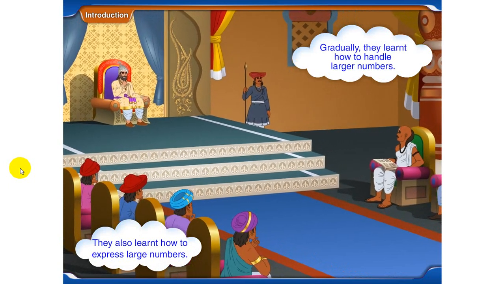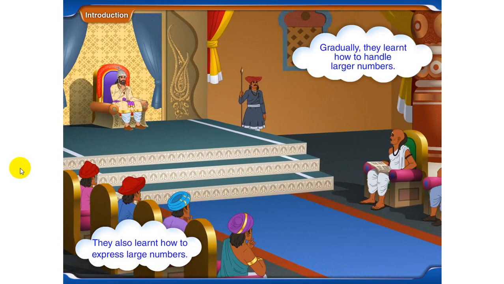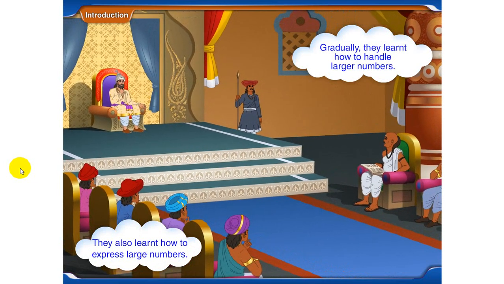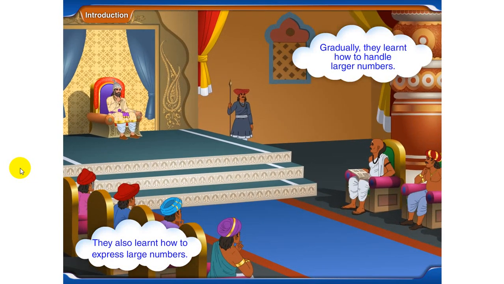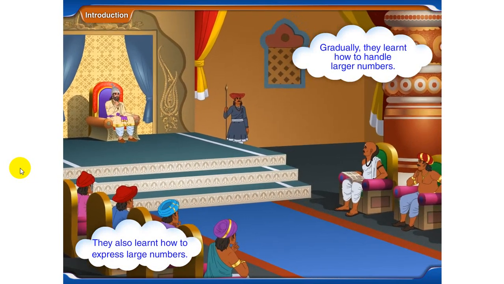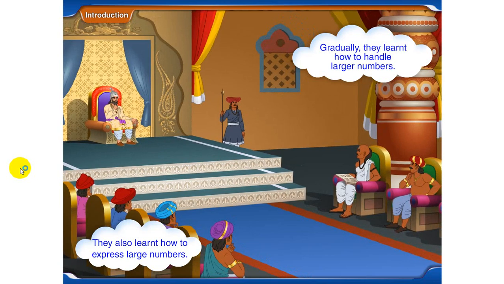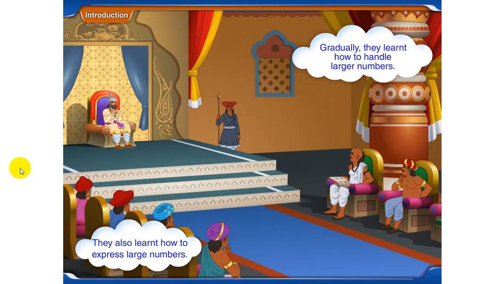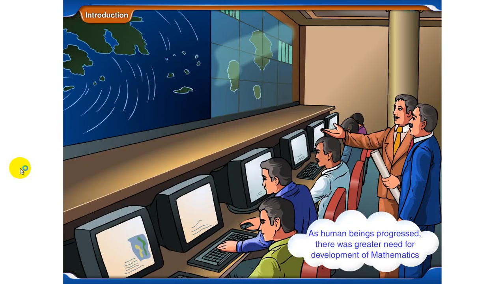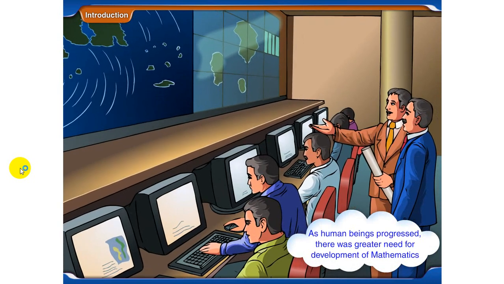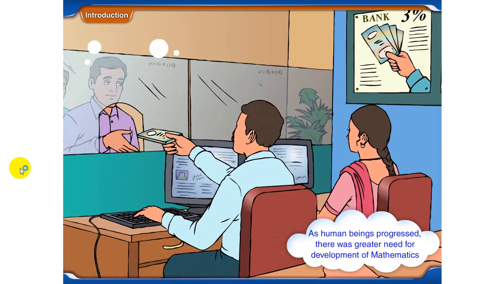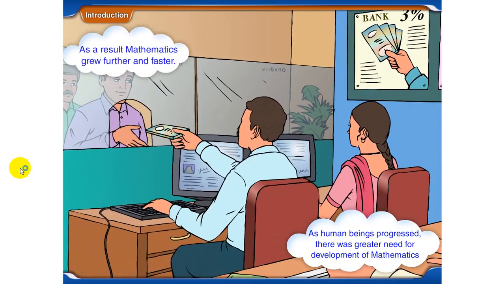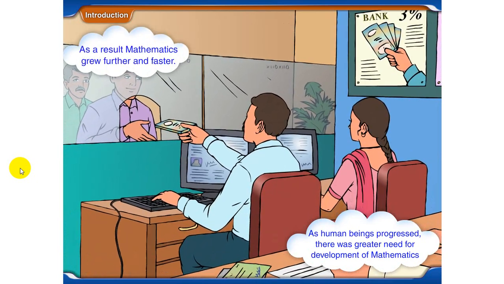All this came through collective efforts of human beings. Their path was not easy. They struggled all along the way. In fact, the development of the whole of mathematics can be understood this way. As human beings progressed, there was greater need for development of mathematics, and as a result, mathematics grew further and faster.